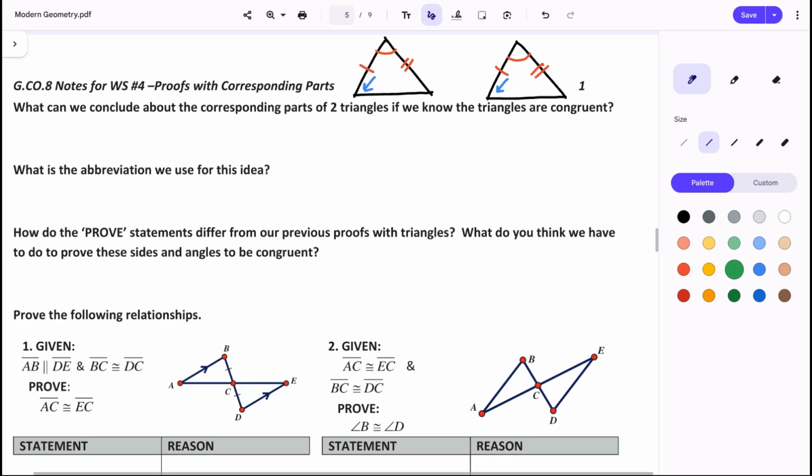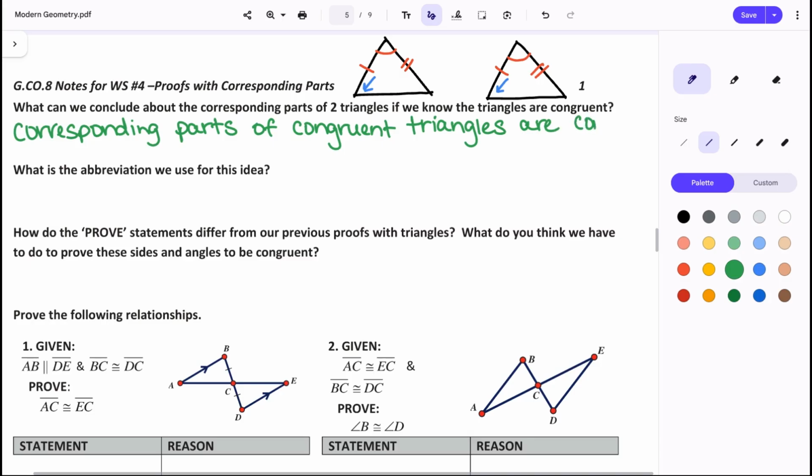Okay, so we're going to write it down, and then I'm going to give you guys a way to remember it. Here's the phrase: corresponding parts of congruent triangles are congruent. It's kind of a mouthful. It's a lot of words, okay?